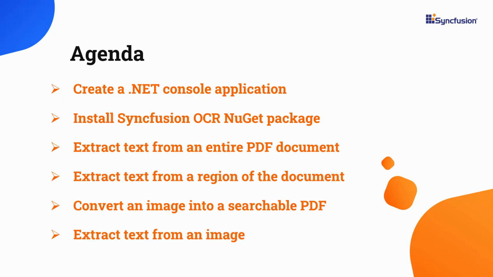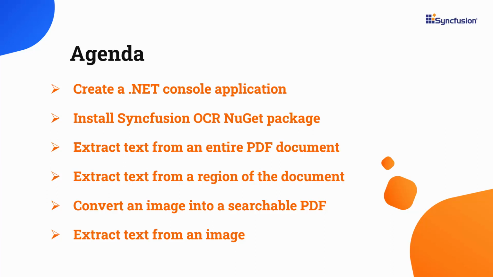In this video, I will show you how to create a .NET console application in Visual Studio and add the Syncfusion OCR library to it. I will also demonstrate how to extract text from an entire PDF document, extract text from a region of the document, convert an image into a searchable PDF, and extract text from images.